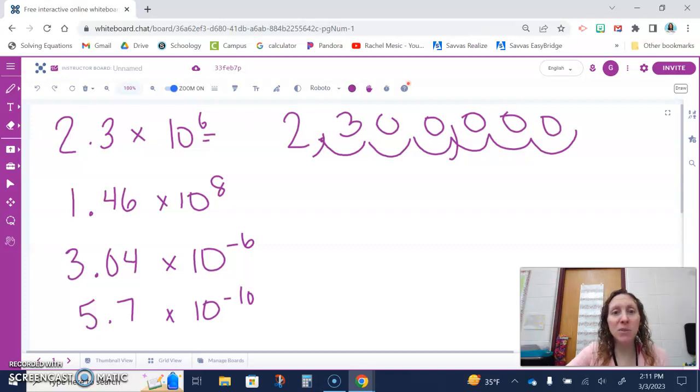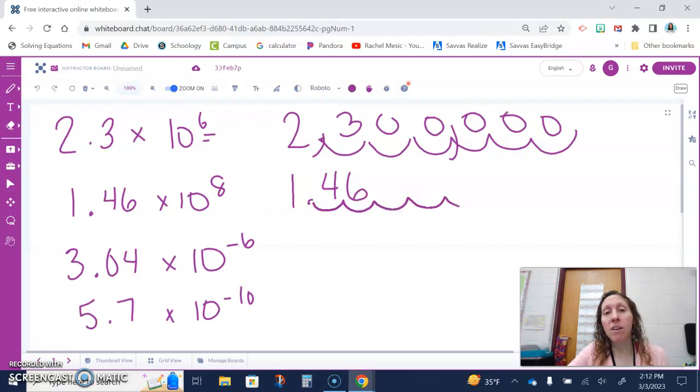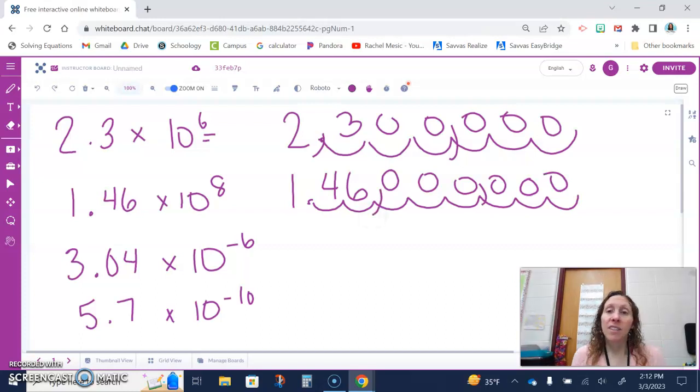All right, let's try this next one. So 1.46 times 10 to the 8th. So we're going to move that decimal 8 times to the right or towards the positive direction. 1, 2, 3, 4, 5, 6, 7, 8. So I have to add on 6 more zeros. So this one represents 146 million.